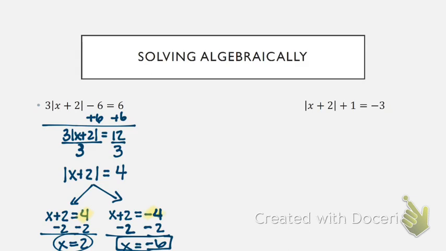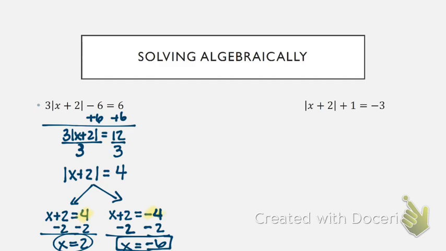When you stop, you can just check it. So 2 plus 2 is 4. And then negative 6 plus 2 is negative 4. But as soon as we take the absolute value of negative 4, we end up with the positive 4 we were looking for. So if x equals 2 or if x equals negative 6, either way, we get the answer we're looking for. So both of these answers are true.